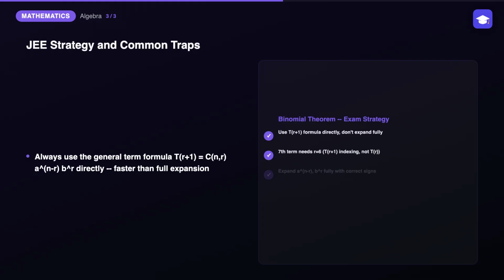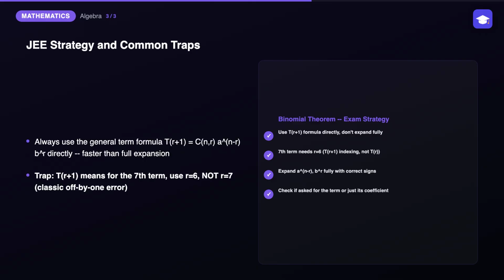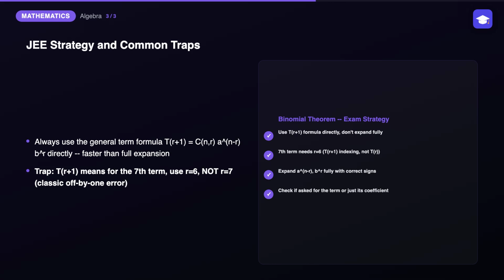For any binomial theorem problem, always start directly from the general term formula, T(r+1) equals n choose r a to the power n minus r b to the power r, rather than trying to expand the entire binomial and then searching through it. This is dramatically faster and considerably less error-prone for these kinds of targeted questions.